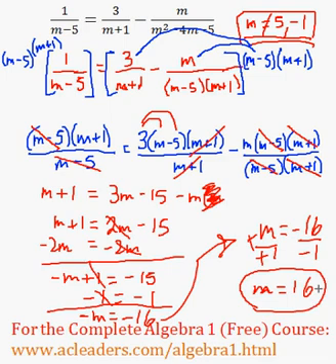Great. So now looking back at our restricted values, 16 is not equal to any one of our restricted values, so it's a good answer. m is equal to 16, and we're done.